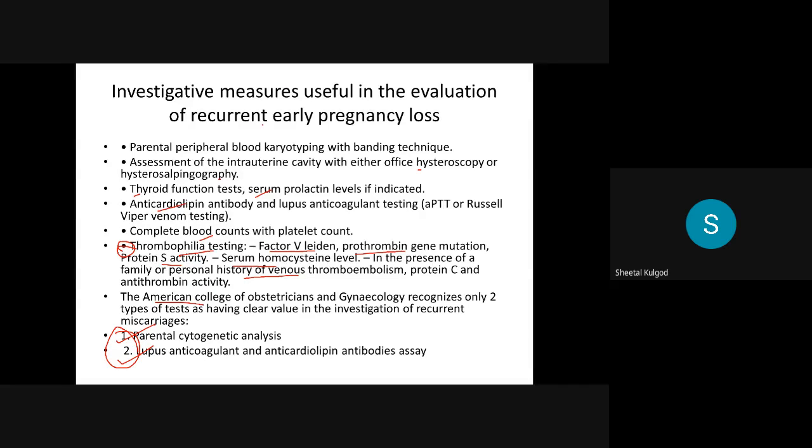I hope it's just a reminder and a revision exercise for you all so that you don't forget this list. And it's very important because a lot of questions are based on these points. Okay.